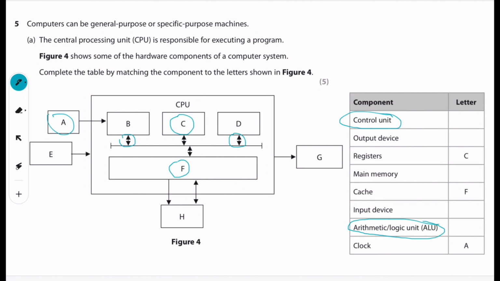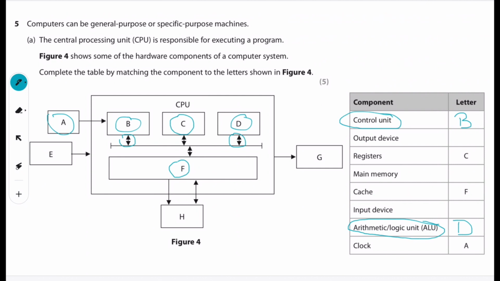Well, I can tell you it's B. B is the control unit. Okay, so D, then, by process of elimination, D must be the ALU. Okay, so we've got that one and we've got that one. So now we need to find E, H, and G.